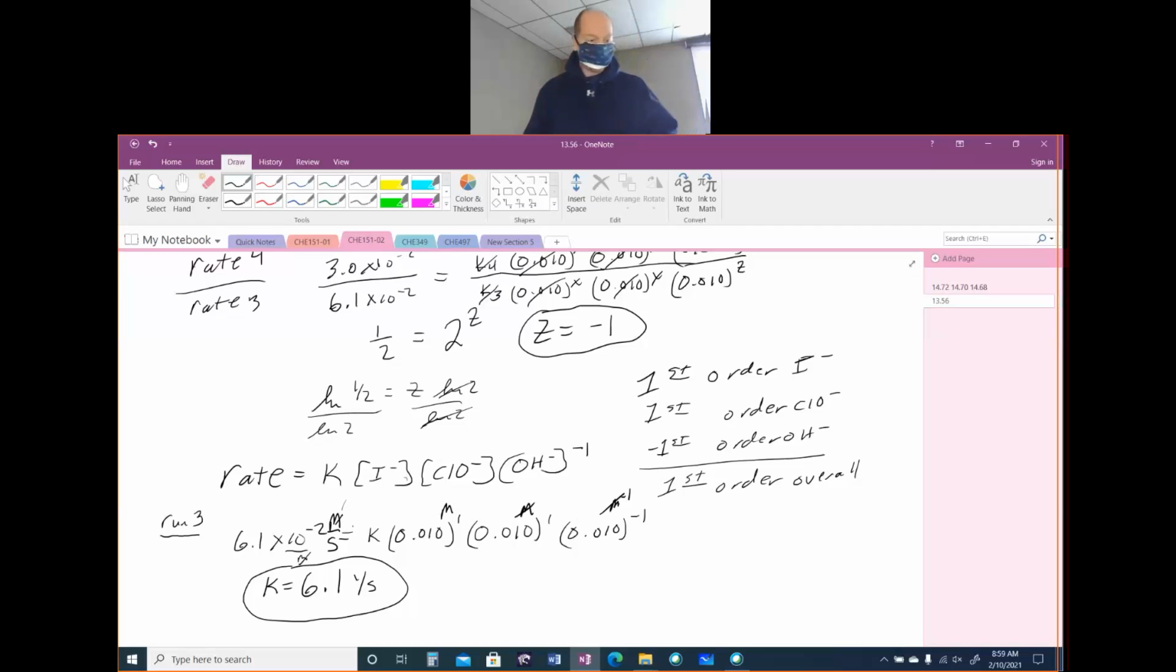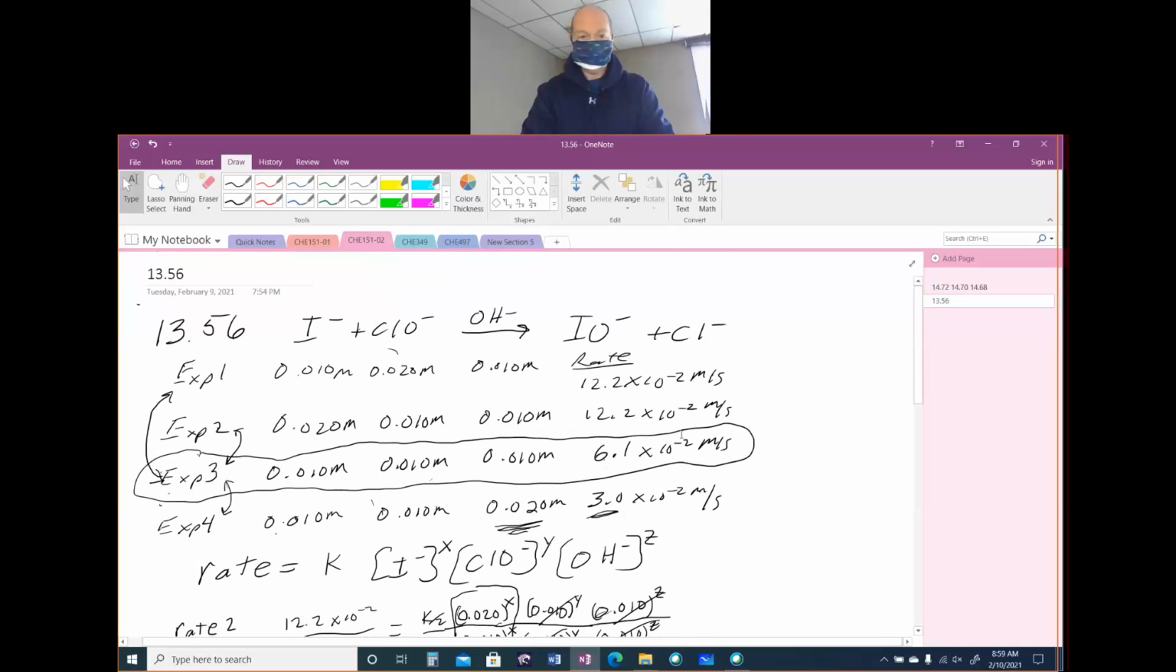All right, and so there will definitely be a problem like this one. You have to show your work, or at least tell me what you're doing. So if you look at these up here, you can say, oh, I see from 3 to 2, I doubled my IO minus, and so it is first order with respect to I minus. Fine, but you need to tell me that's what you're looking at and not just say x is equal to 1 because the coefficient in front of the I minus is 1, which is the wrong reason. You have to tell me how you're getting the x value of 1.